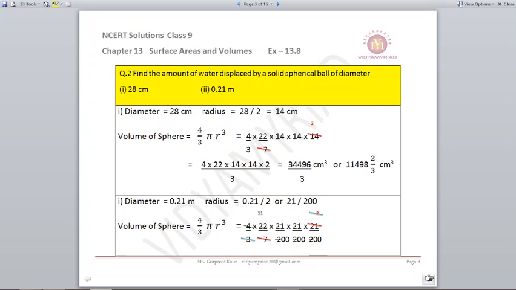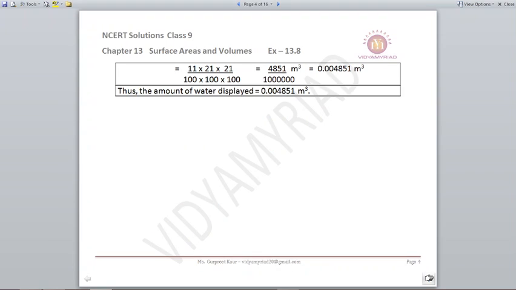In the next case, you have a diameter of 0.21 meters. Converted into the radius, it will come as 21 upon 200. So the volume of sphere is 4 upon 3 pi r cube. Just solve it. If everything gets cancelled over here, you get your answer as 0.004851 meter cube.